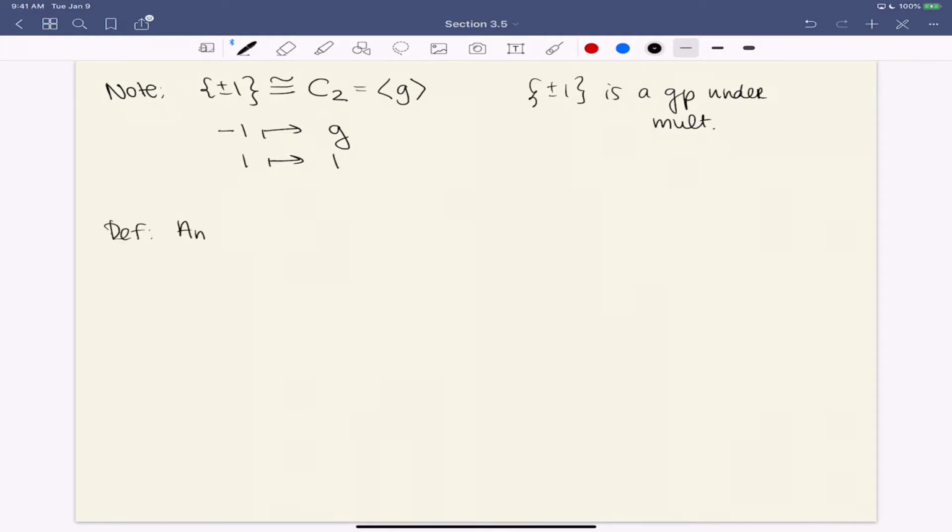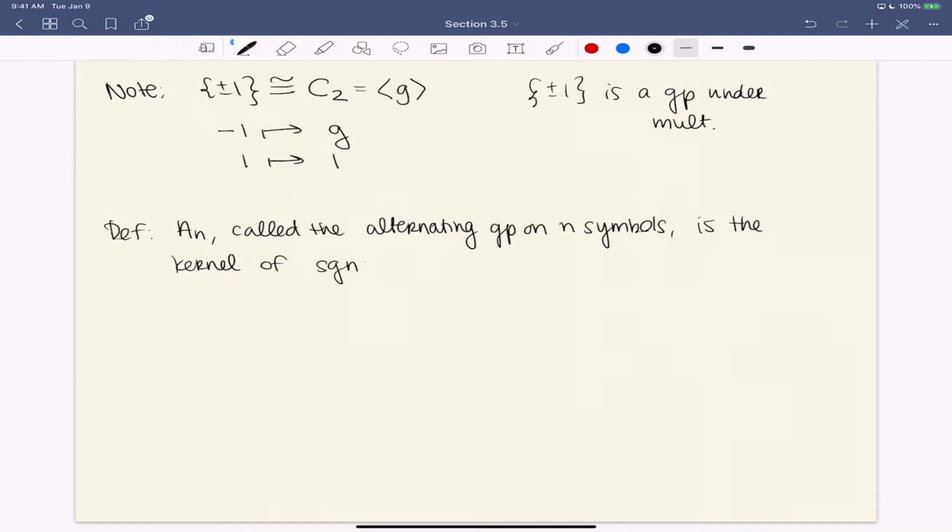Definition: A_n, called the alternating group on n symbols, is the kernel of sign from Sn to plus or minus 1. So we know that the kernel of any group homomorphism is always a subgroup. So A_n is a group, and actually the kernel is always normal.